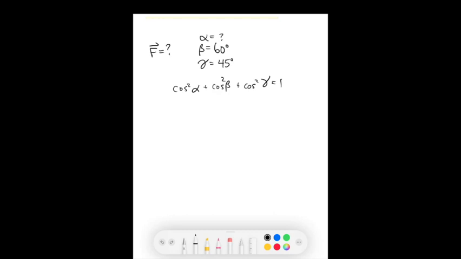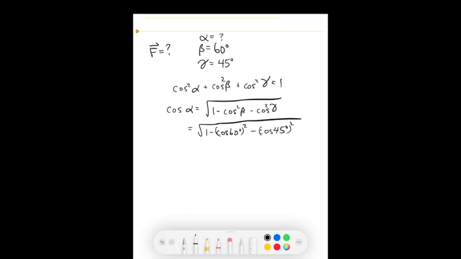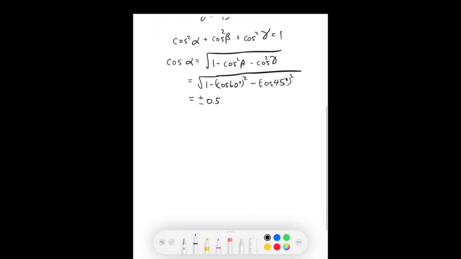So we can solve for cosine alpha. We know that cosine of alpha is equal to the square root of 1 minus the square of the cosine of beta minus the square of the cosine of gamma. Then we can plug those numbers in. When we do that, we find that cosine of alpha could be either equal to plus or minus 0.5. So let's see what the possible values of alpha could be.